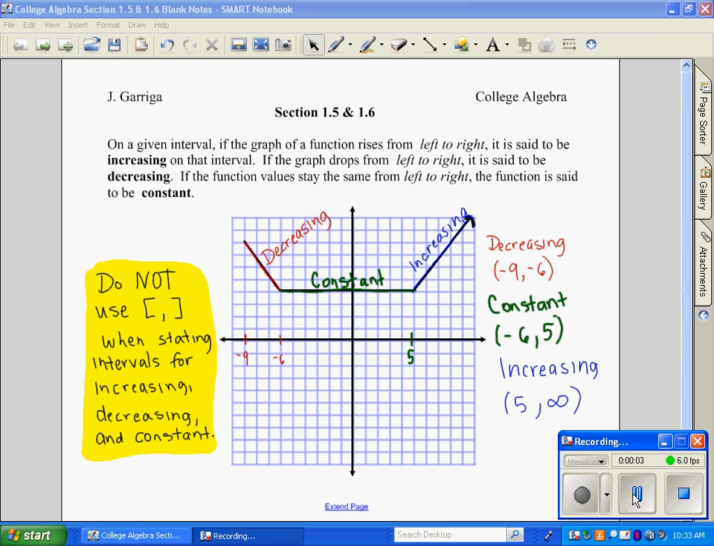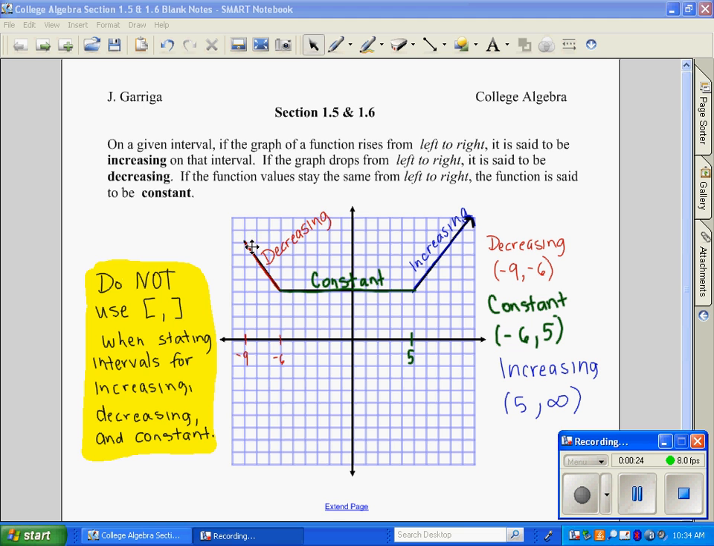This is section 1.5 and 1.6. I want you to take a minute to read over the definition of intervals of increasing, decreasing, and constant. So take a second, pause the video, read over this, make the connections, and then pick up from there. Quickly, I'm going to take a minute.